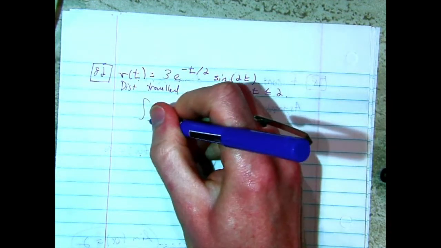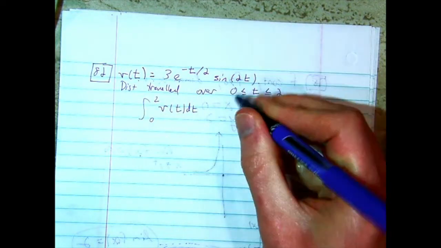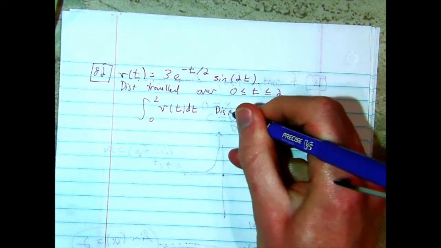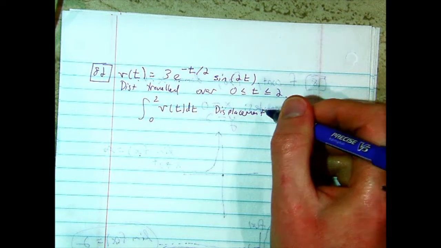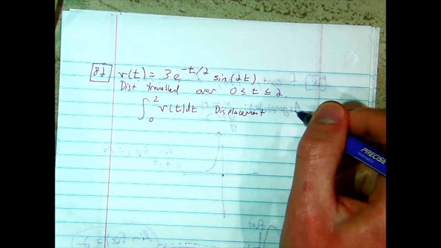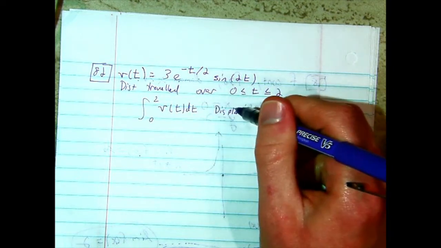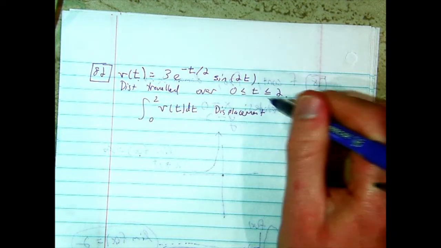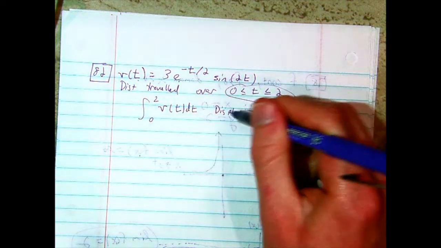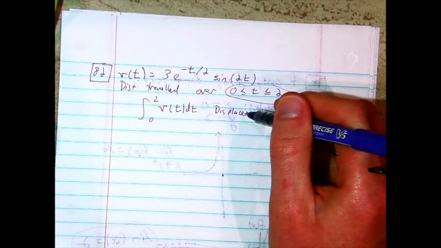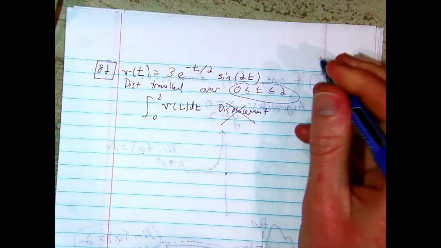So if I just integrated from 0 to 2 of v of t dt, that will give me the displacement, which sometimes is the same thing as distance traveled, right? If the particle never changes direction, if it's always traveling in the same direction, then displacement and distance traveled are the same. However, if the particle turns around at any point over this time interval, then displacement will be the wrong thing. So there's a couple ways of finding distance traveled.